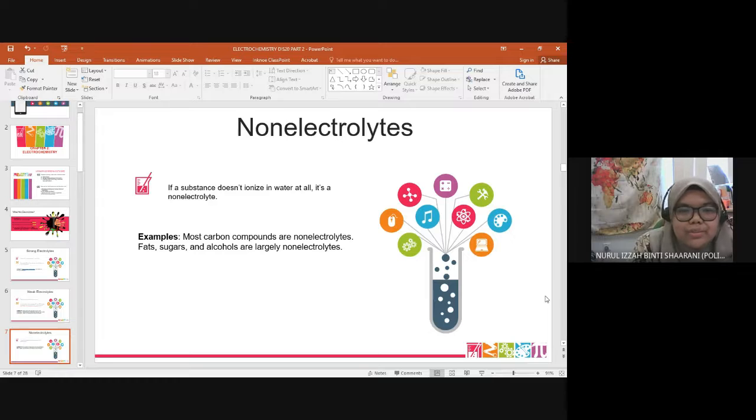For example, sugar. The sugar that you use at home, if we dissolve it in water, yes, it can dissolve in aqueous solution, it can dissolve in water. But there is no ion formation. So it still cannot conduct electricity. Even if we dissolve it or melt it, it cannot conduct electricity, because it has no free moving ion.